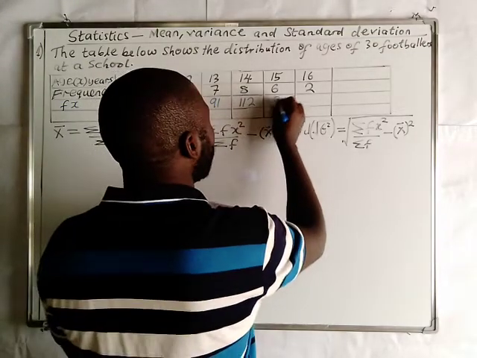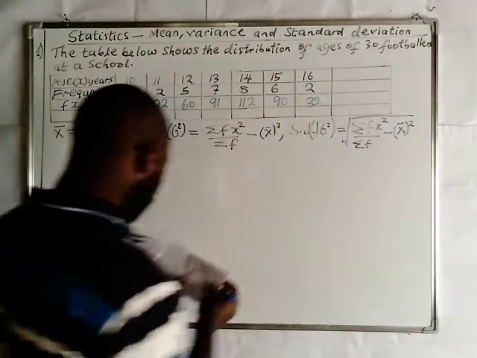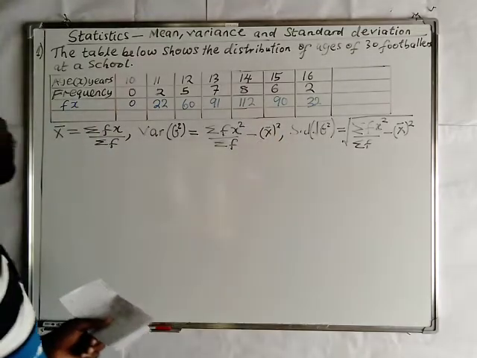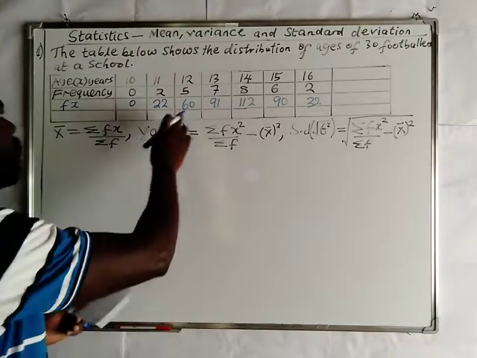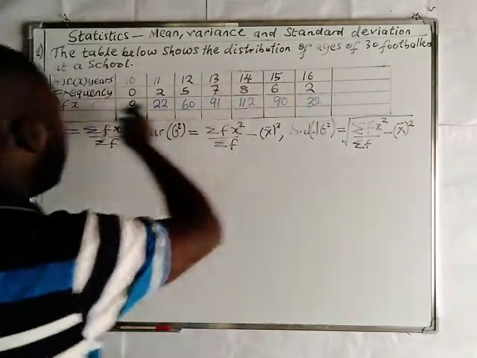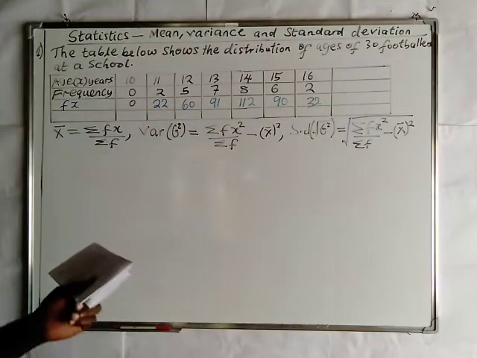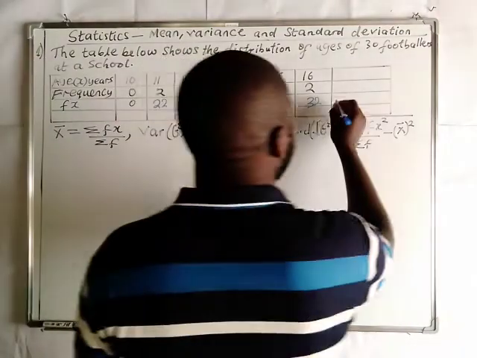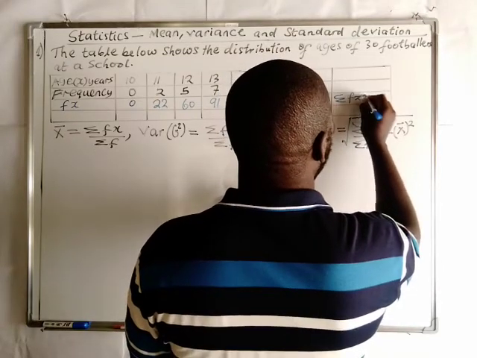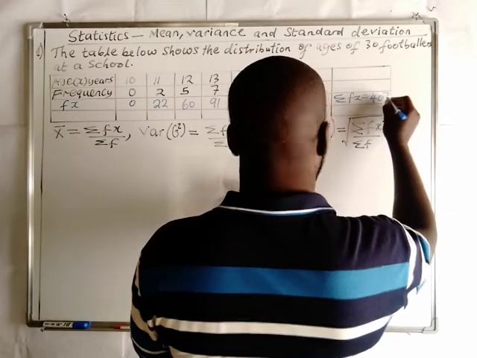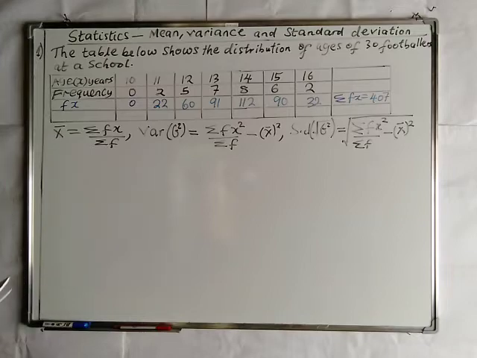Then 19 and 32. So these are the fx, where we are multiplying the frequency by the measure. When we multiply the frequency by the measure, we get these values. And when we sum the fx, we are getting 407.